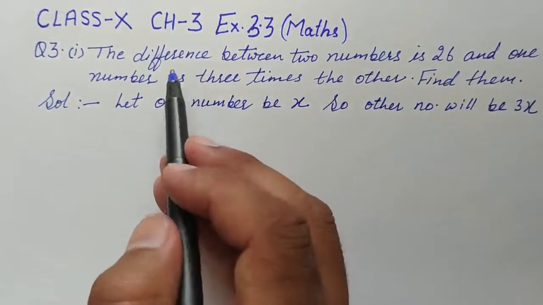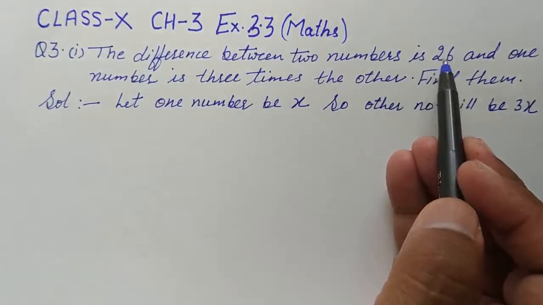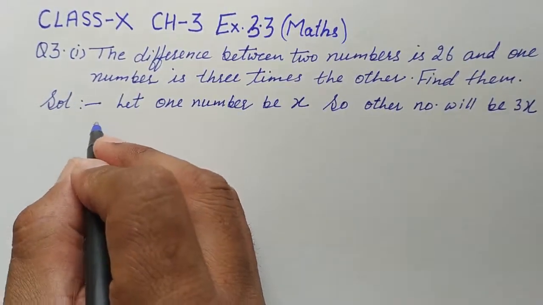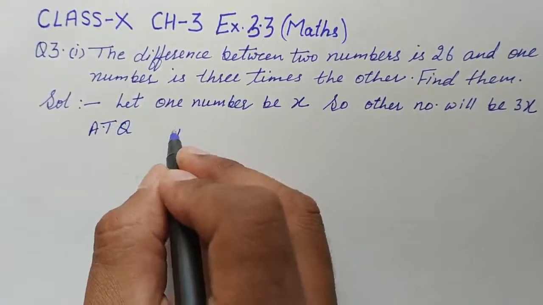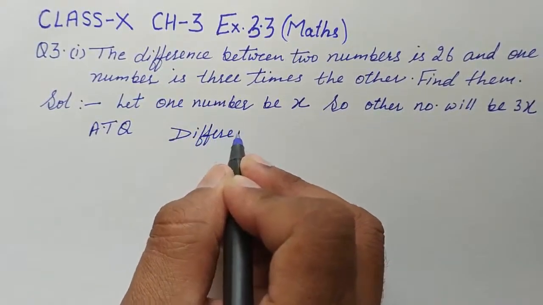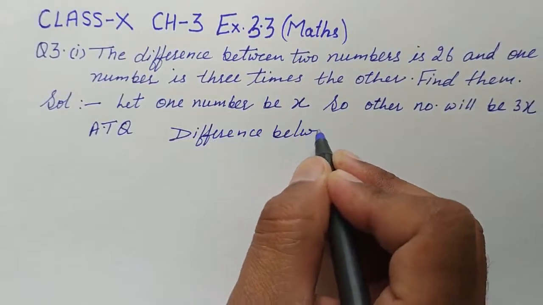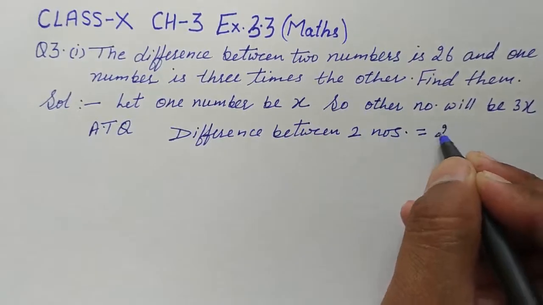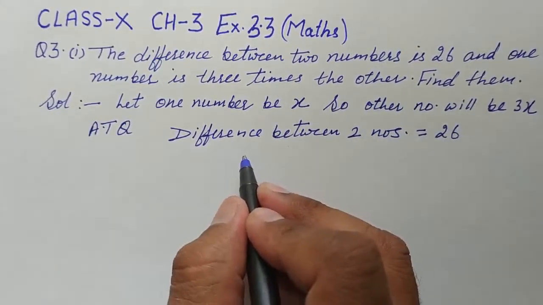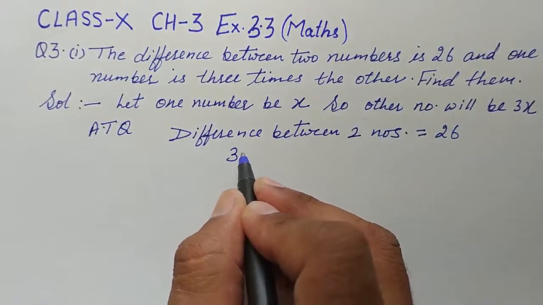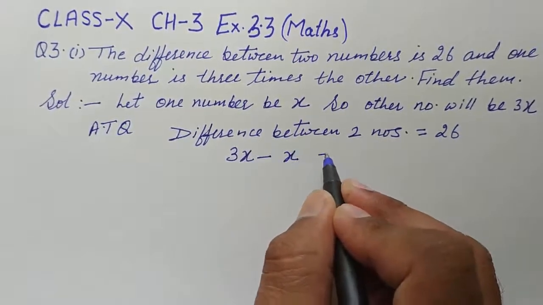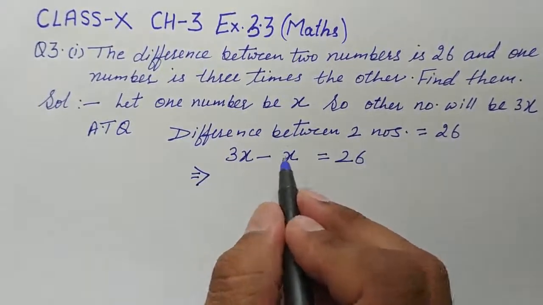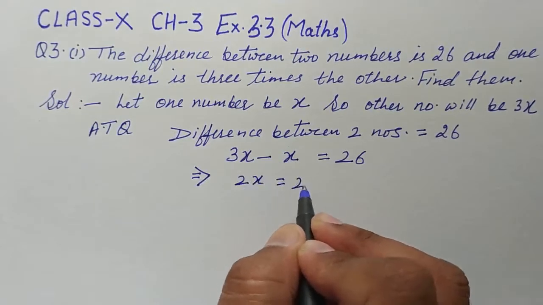Now he's saying that the difference between these two numbers is 26. So we'll write, according to the question, the difference between two numbers is equal to 26. So bigger number minus smaller number will be 26. So bigger number is 3x minus smaller number is x, that is 26 difference. Now we will solve this equation. So 3x minus x is 2x is equal to 26.